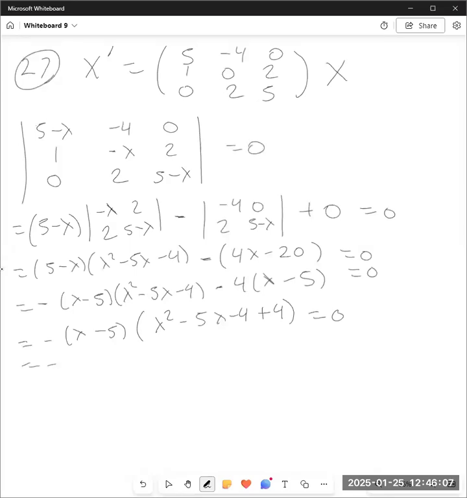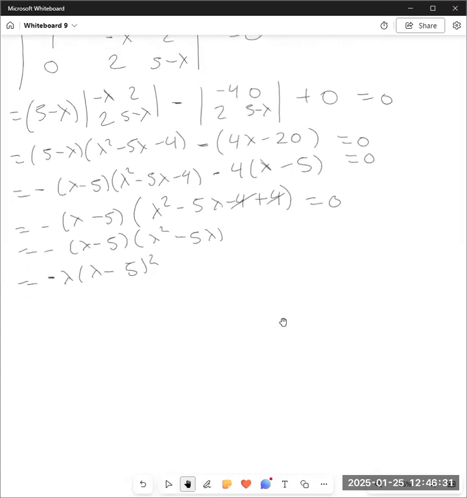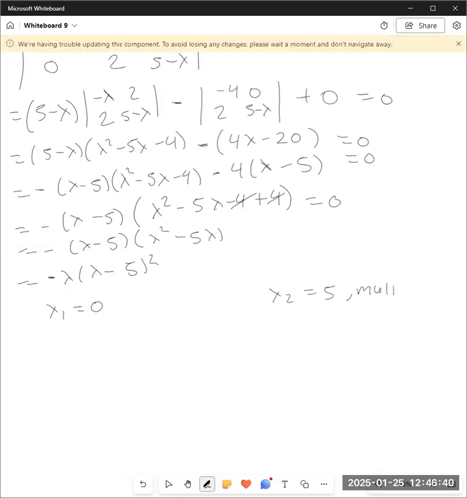This is negative lambda minus 5, and this is lambda squared minus 5 lambda. So that's negative lambda times lambda minus 5 quantity squared. So lambda 1 equals 0, lambda 2 equals 5 with a multiplicity of 2.